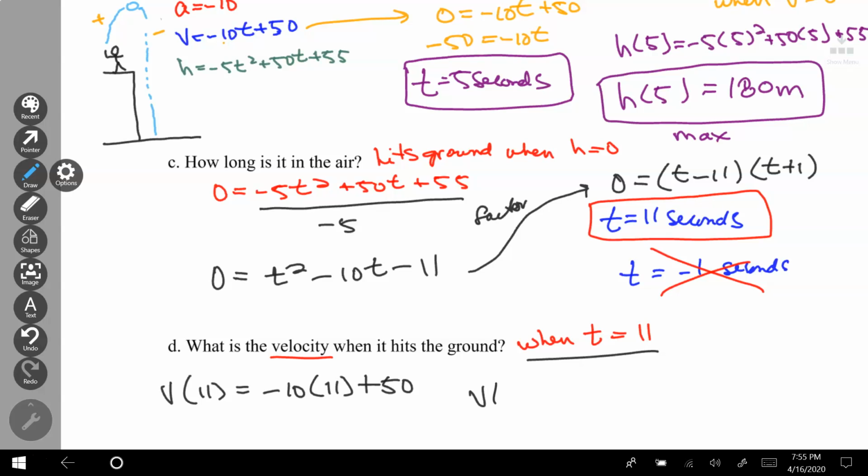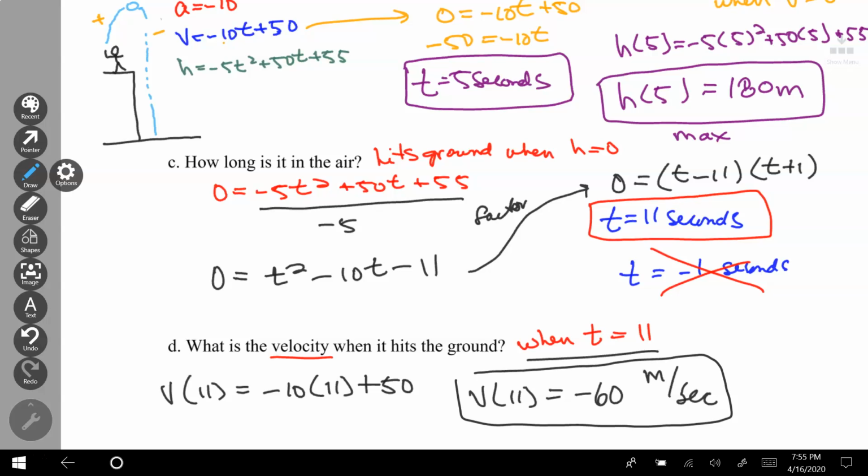And I get v of 11 is equal to -60, and its velocity, in this case meters per second. So when it hits the ground, it's going pretty fast. -60 meters per second. So this is how I use calculus to figure out this problem.